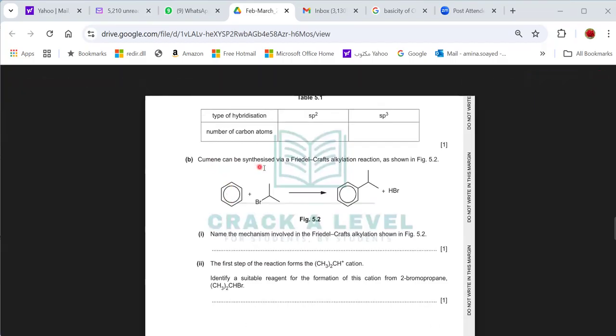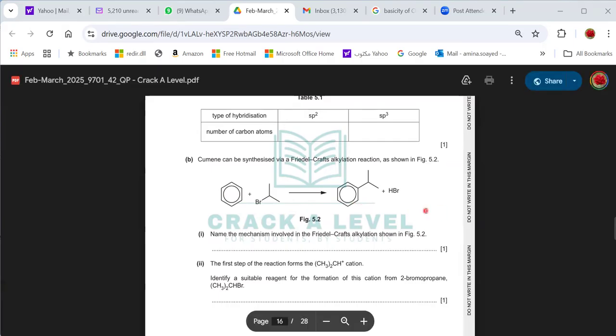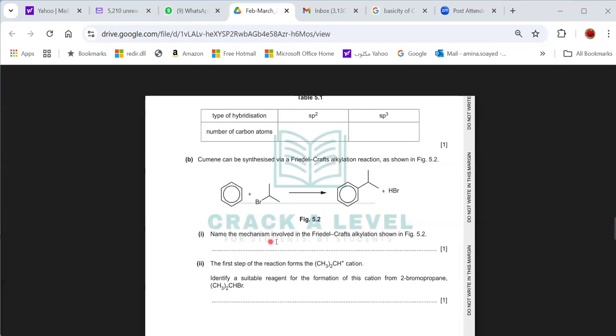They said here cumene can be synthesized via a Friedel-Crafts alkylation reaction as shown in figure 2. So the benzene plus CH3CHBrCH3 gives the alkyl benzene plus hydrogen bromide. Name the mechanism involved in the Friedel-Crafts alkylation shown. So this is called electrophilic substitution reaction, as one of the hydrogens of the benzene was substituted by the alkyl group.